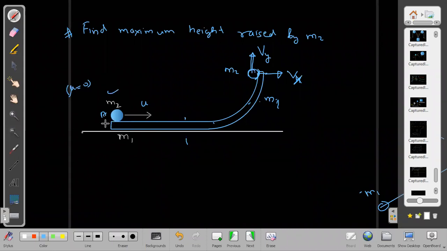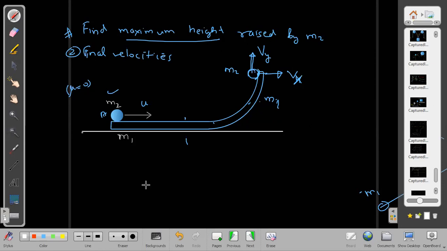What are the final velocities of M1 and M2? Final does not mean when it rises up. I asked you one question: what is the maximum height raised? That is one question. Second is, what are the final velocities? Final velocities after M2 comes back and then M1 starts going forward up to that time. We have to find the total final velocities.